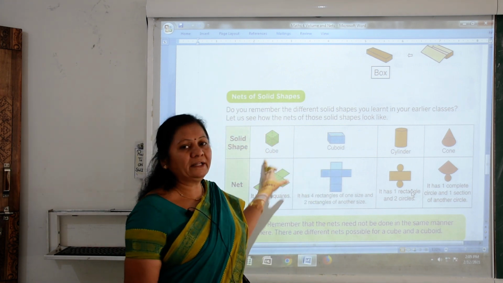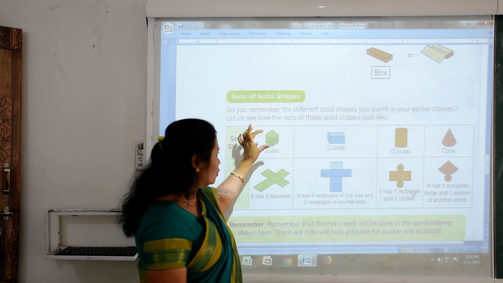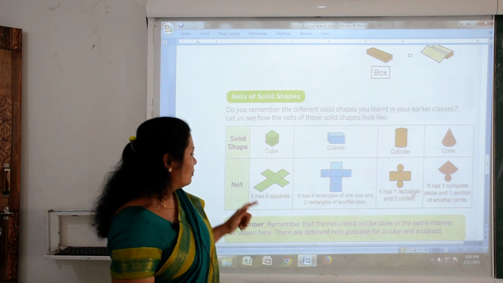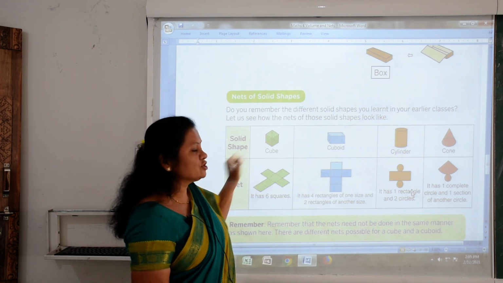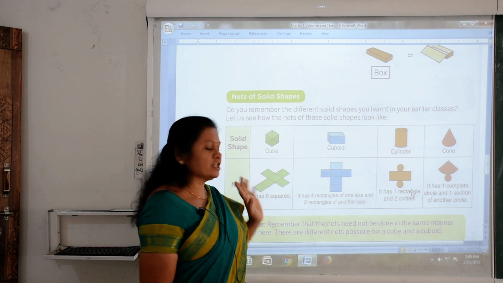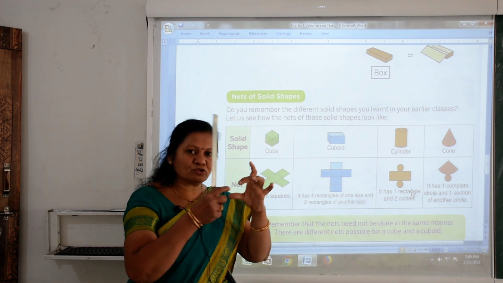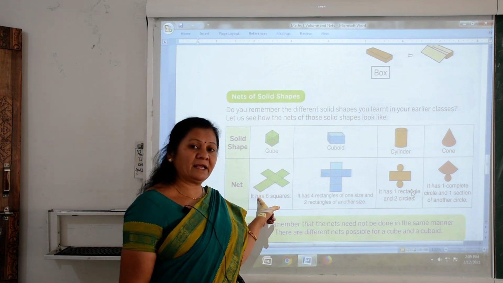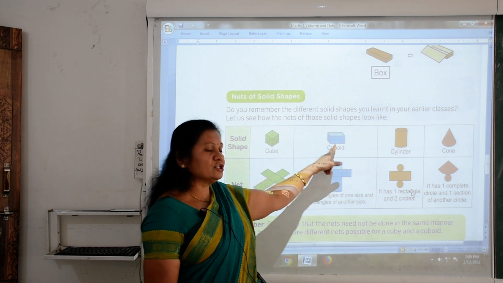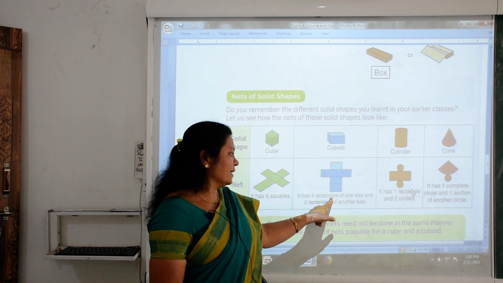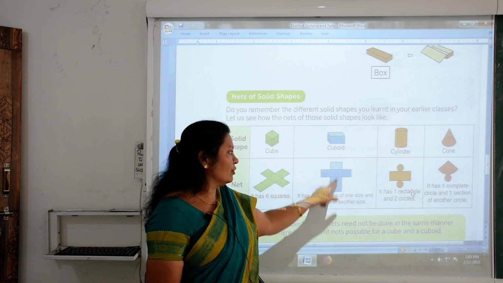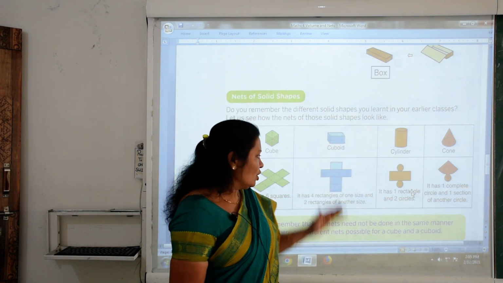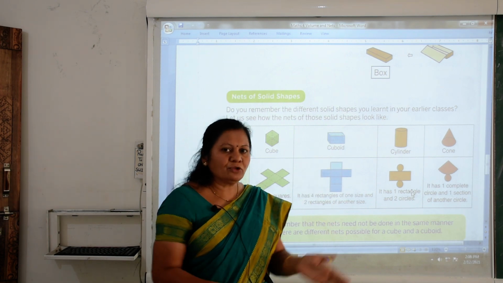So when we open this cube, how many parts will you get if you cut it with scissors? Here it shows 6 squares. When you open a cube, its net shows you 6 squares. And this cuboid has 4 rectangles, 1 2 3 and 4 rectangles, and 2 rectangles of another size. The 4 rectangles are equal in size.